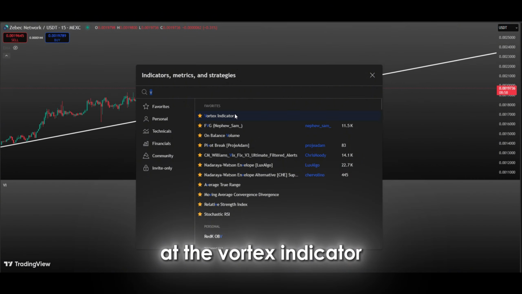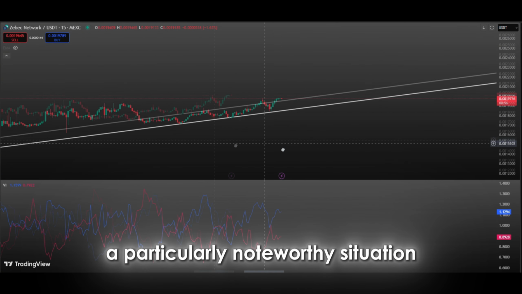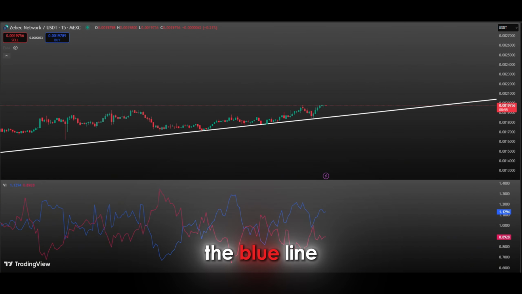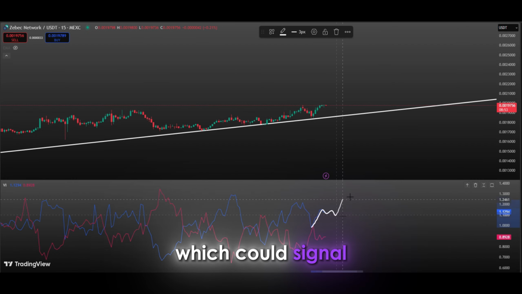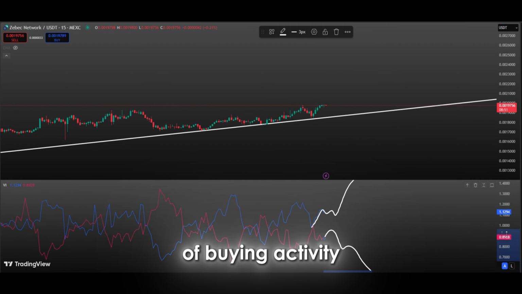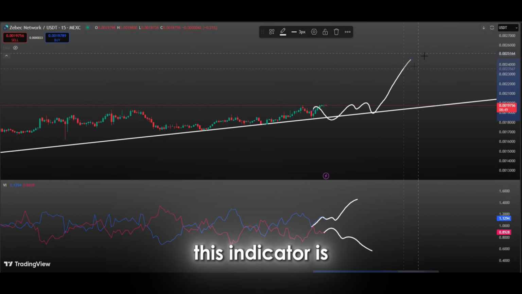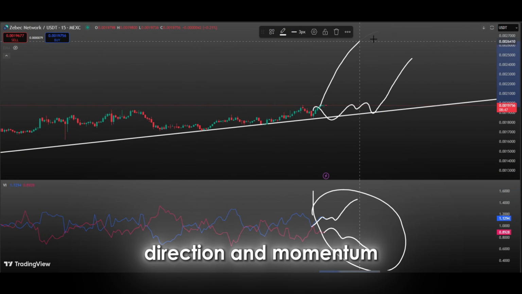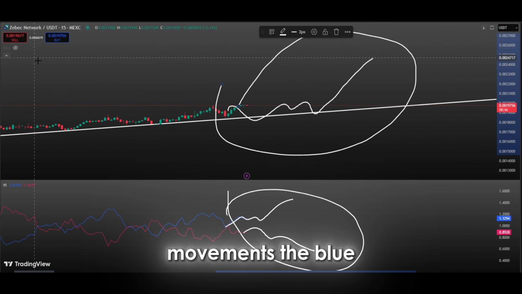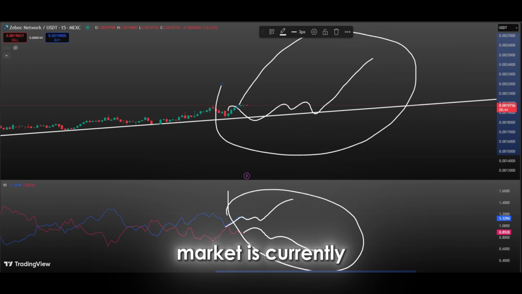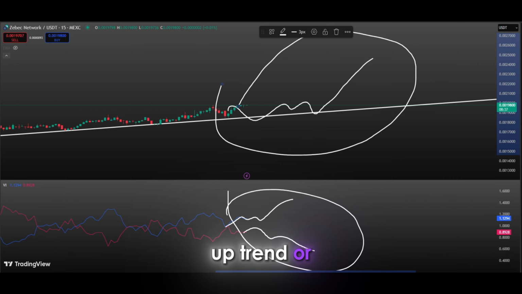beneficial. When we look at the vortex indicator, we're faced with a particularly noteworthy situation. The blue line is currently above the red line, which could signal a strong wave of buying activity. In technical analysis, this indicator is quite effective in measuring the direction and momentum of price movements. The blue line staying on top suggests that the market is currently under buyer control and that the upward trend is gaining strength.